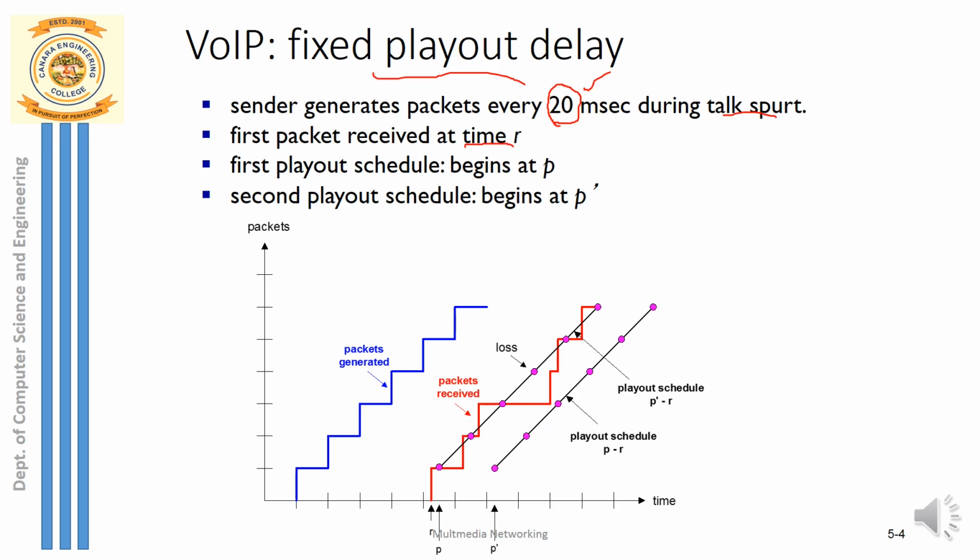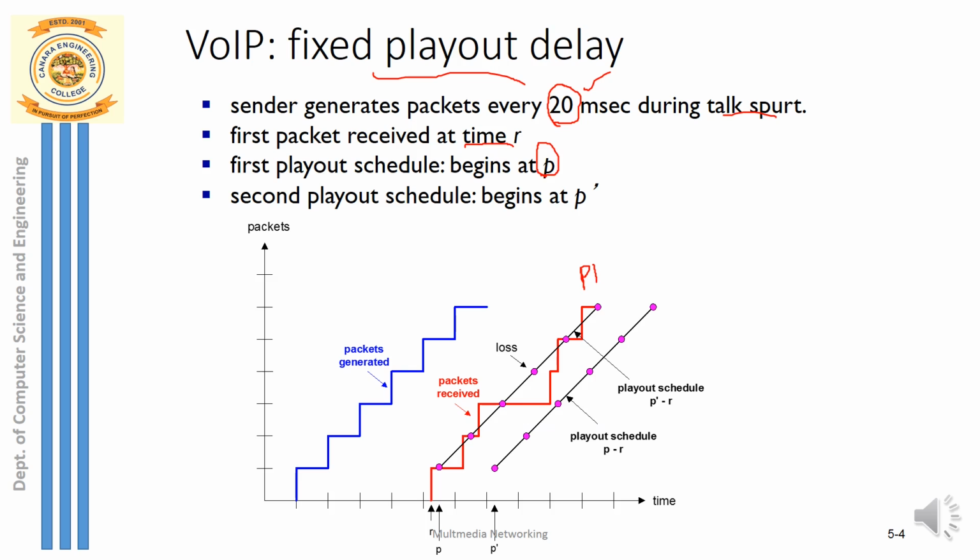And now let's take a new parameter called P, where a receiver will start his playout. So in fixed playout delay, different schedules are fixed. See, this is the first playout schedule. What is the meaning of first playout schedule?